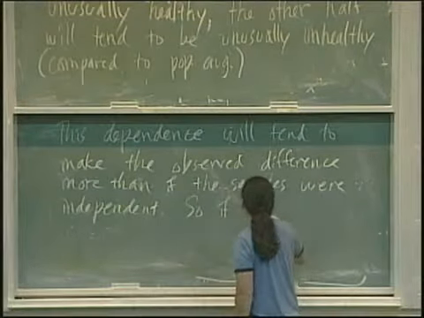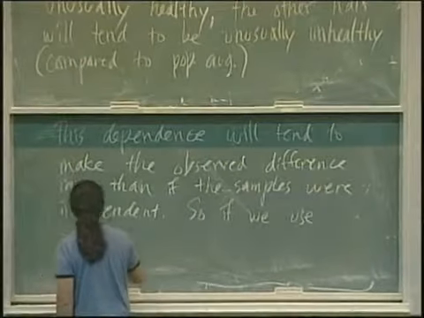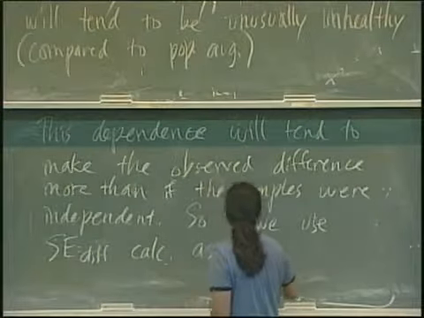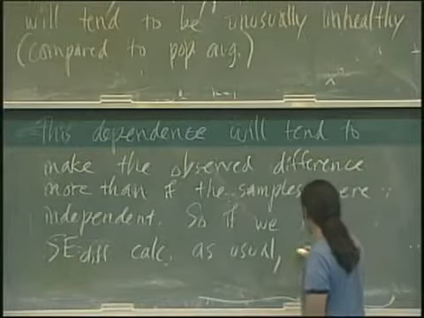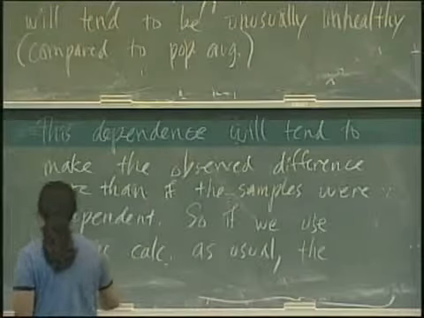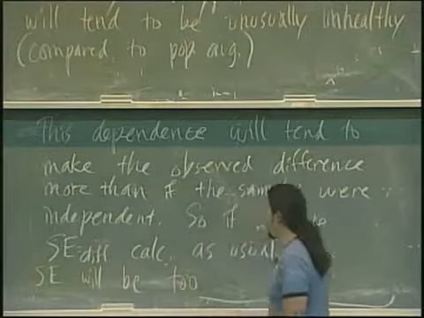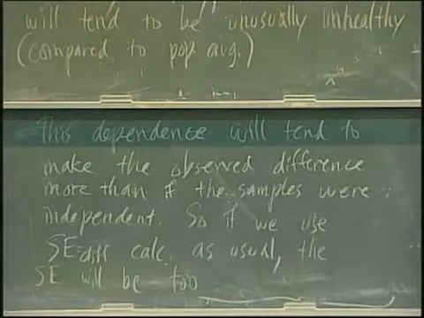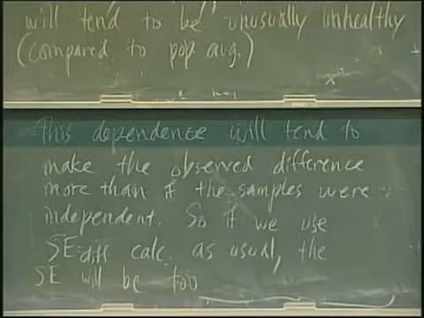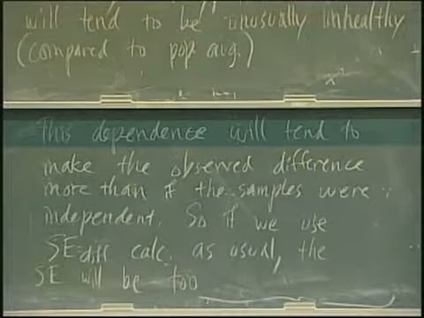So if we use the SE calculation, the SE difference calculation as usual, the SE will be too low or too high. If we just pretend it's the first case, but in fact these things are dependent, then we should tend to observe a larger observed difference than if the two samples are independent.